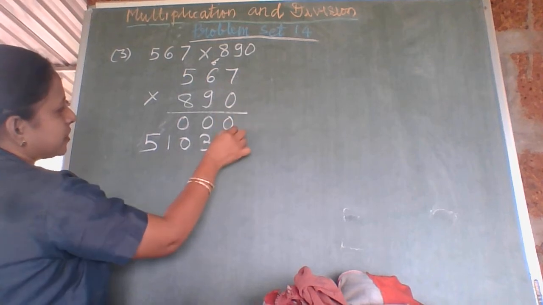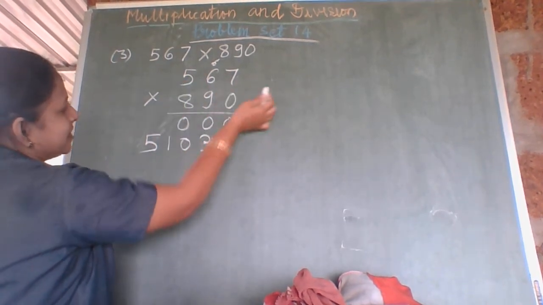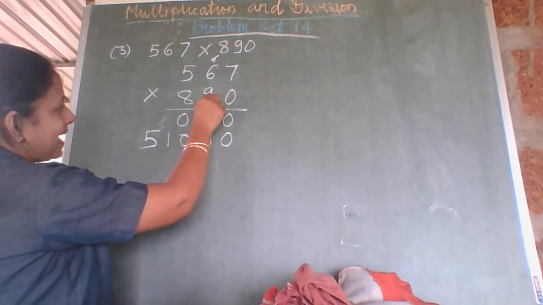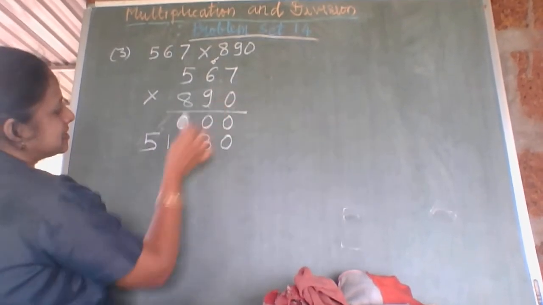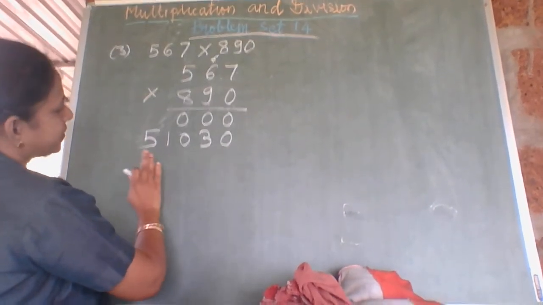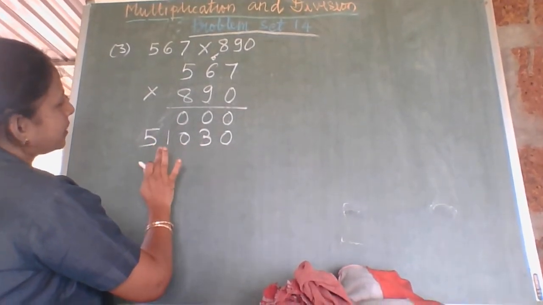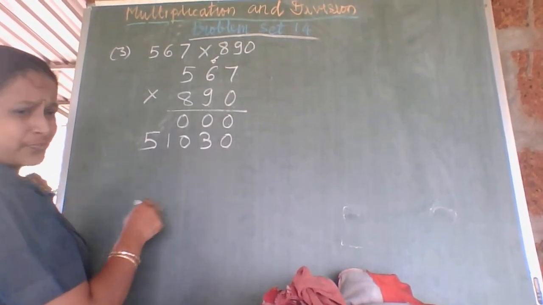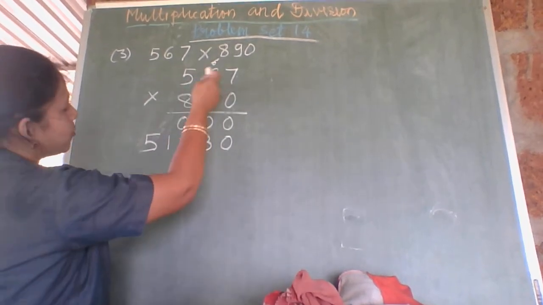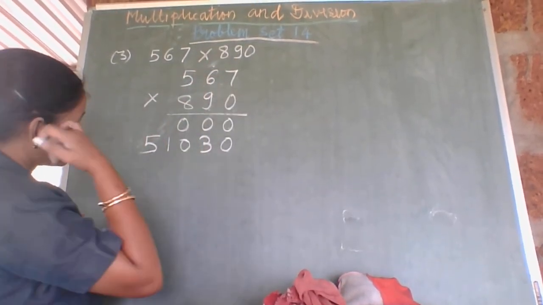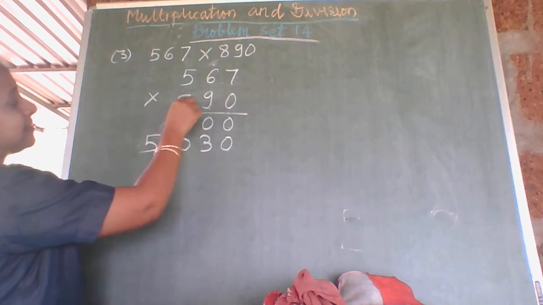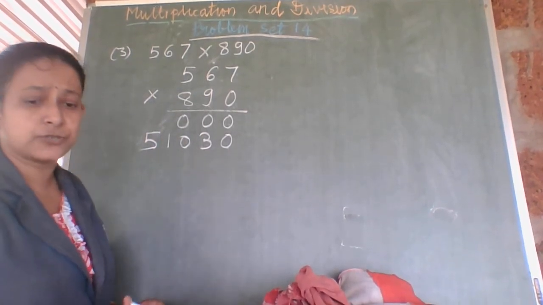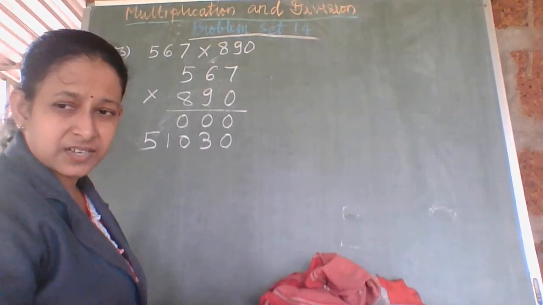Okay, so first you finish with 0. 0 multiplied by 567 is 0 0 0. Now you have got the answer of 9 as 9 multiplied by 567 is 51,030. Okay students, so let's now go for the next one, that is 8. Okay, so 8's table is also very simple, so that I am going to teach you now.